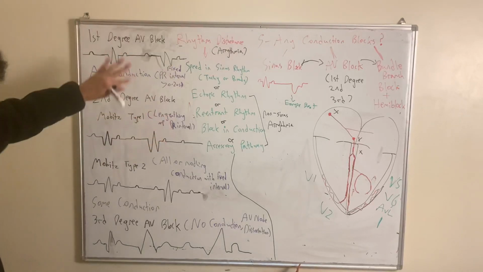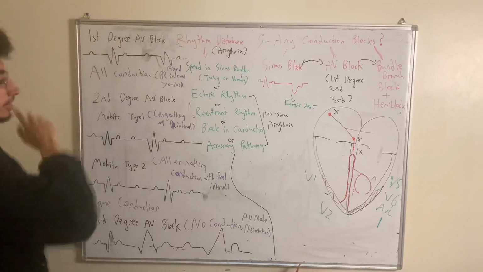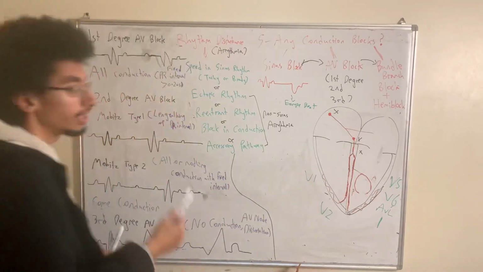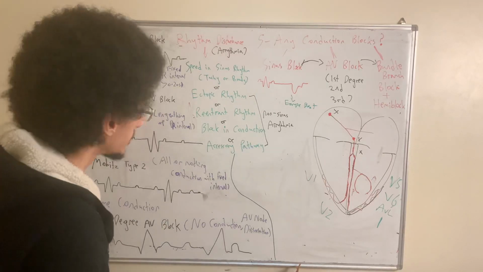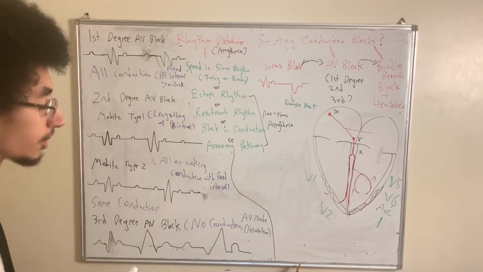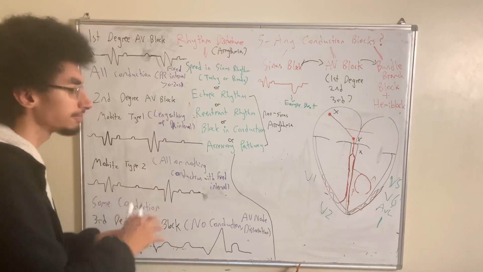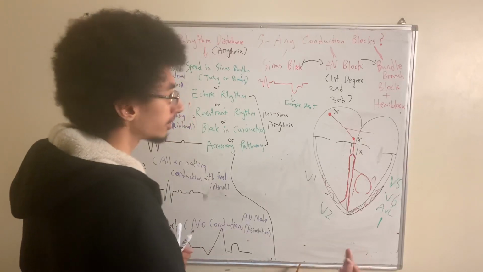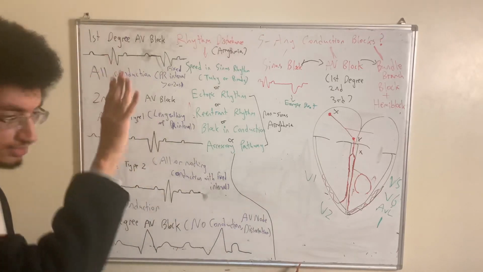Now let's look at each one. First, first degree AV block. What is first degree AV block? It is a block in the AV node. And if you remember, the AV node's purpose is to take the action potential, wait around 0.1 seconds of conduction delay, then send this wave of depolarization or electrical current down towards the bundle of His, then towards the right and left bundle branches and so forth, right?